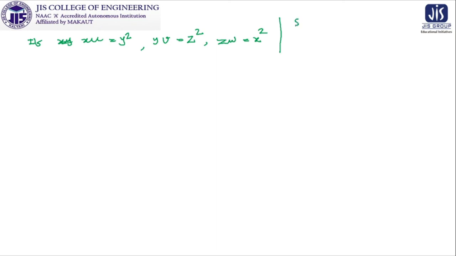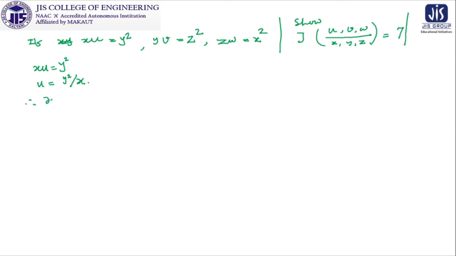It is asked to show the Jacobian of u, v, w with respect to x, y, z is equal to 7. So it is a simple problem. I am approaching it. Sometimes I may leave it and then you can also complete the problem. xu is equal to y square. It is given to us. We can write it as u is equal to y square by x.